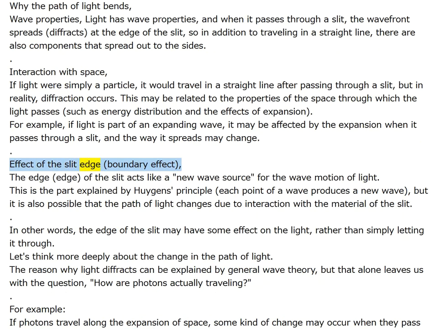Effect of the slit edge. Boundary effect: the edge of the slit acts like a new wave source for the wave motion of light. This is the part explained by Huygens' principle. Each point of a wave produces a new wave, but it is also possible that the path of light changes due to interaction with the material of the slit. In other words, the edge of the slit may have some effect on the light, rather than simply letting it through. Let's think more deeply about the change in the path of light.